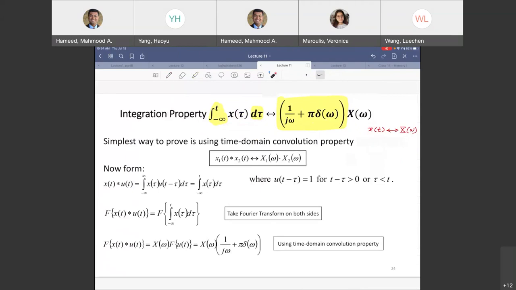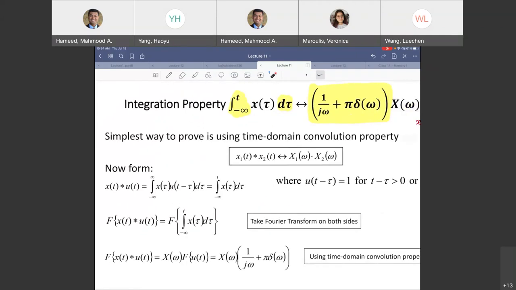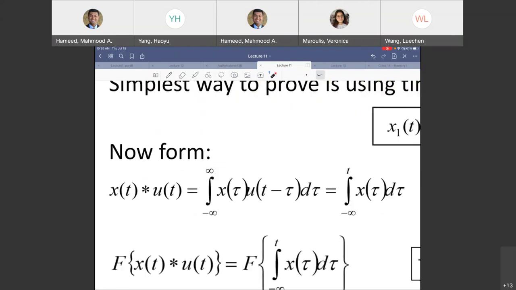Let's talk about how you prove this. The simplest way to prove this is by using the time domain convolution property, which we recently proved: if you convolve two signals in the time domain, you multiply their Fourier transforms in the frequency domain. So let's try to form the convolution of two time domain signals, x and u. If you're trying to convolve x and u, you can represent that in two ways. One, in time domain as a continuous time convolution, or in frequency domain as the Fourier transform of x of t times the Fourier transform of u of t. The Fourier transform of u of t we have already computed as a standard Fourier transform pair in the previous class, so we'll use that result from earlier. In the first option, you can represent this as a continuous time convolution, the integral of x of tau, u of t minus tau, d tau.